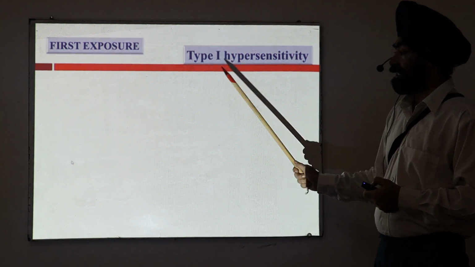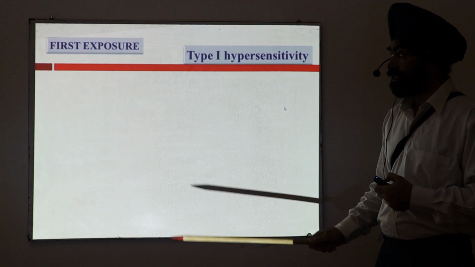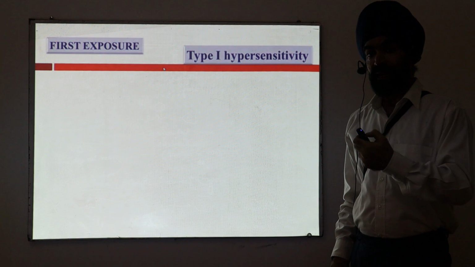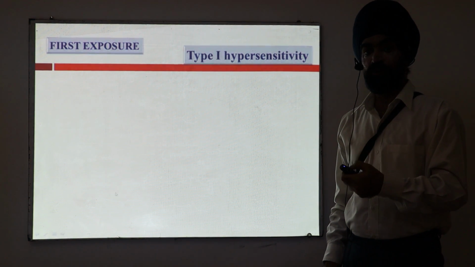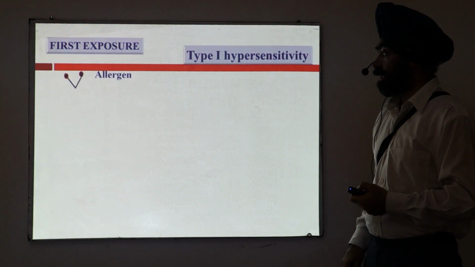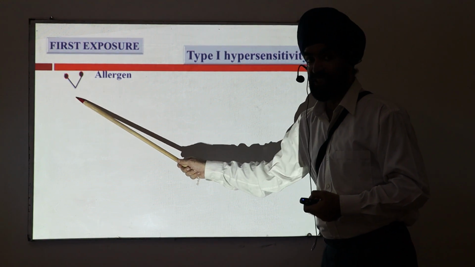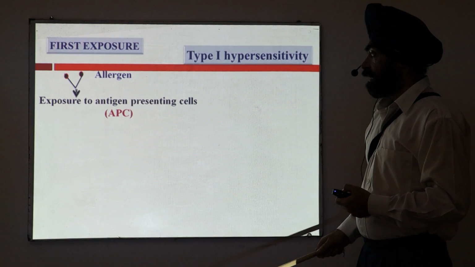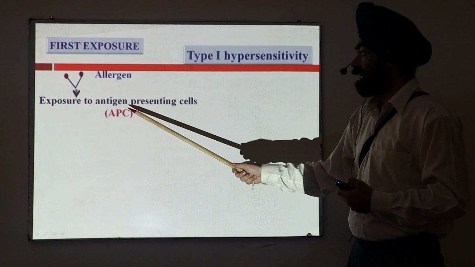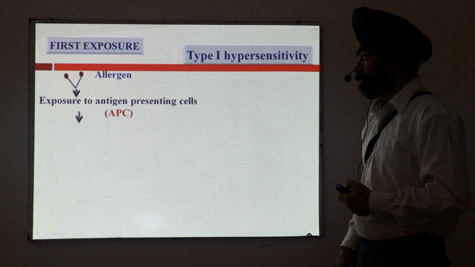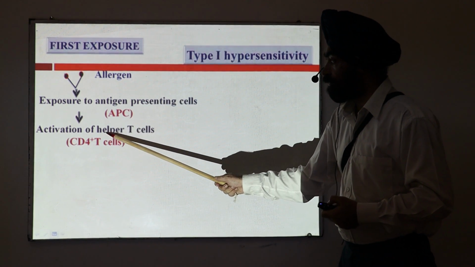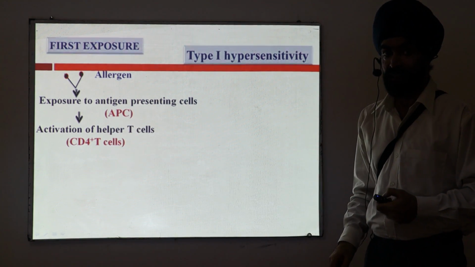We can divide hypersensitivity reactions into two stages. First is the first exposure, that means when the person is exposed to the antigen for the first time, and subsequent exposures, when the person is exposed to the same antigen again and again. But what happens in the first exposure? Let's say this is an allergen, some allergic agent that has come inside the body. First of all, this allergen will encounter the cells of our body called antigen presenting cells, APC. The interaction of APC with the allergen will lead to the activation of helper T cells, CD4 plus T cells in our body.